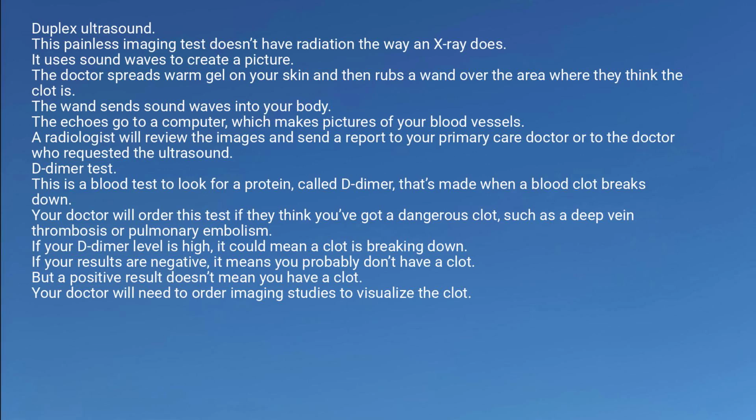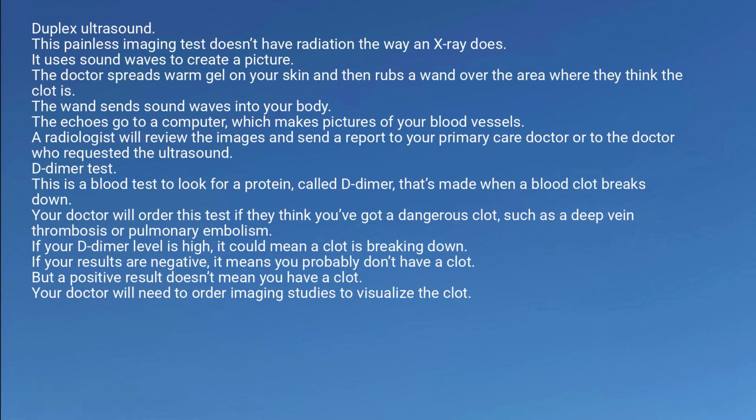duplex ultrasound. This painless imaging test doesn't have radiation the way an X-ray does. It uses sound waves to create a picture. The doctor spreads warm gel on your skin and then rubs a wand over the area where they think the clot is. The wand sends sound waves into your body. The echoes go to a computer, which makes pictures of your blood vessels. A radiologist will review the images and send a report to your primary care doctor or to the doctor who requested the ultrasound.